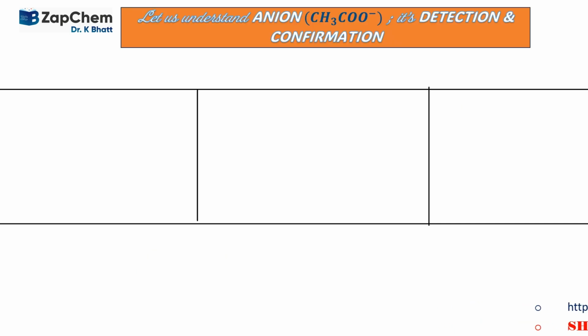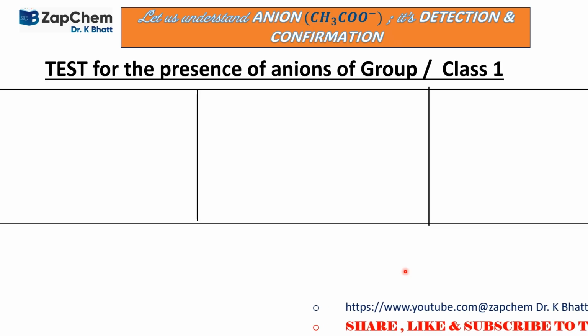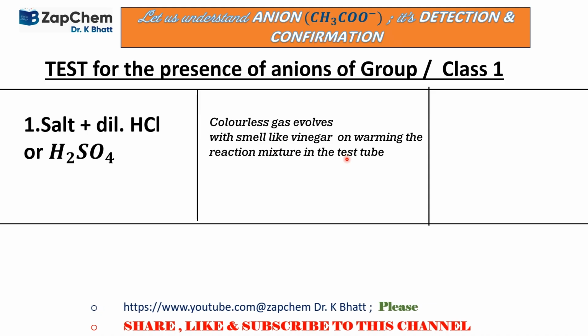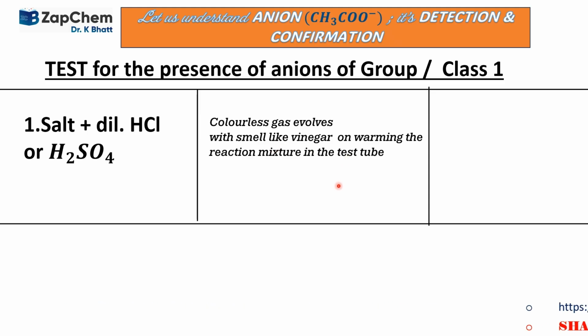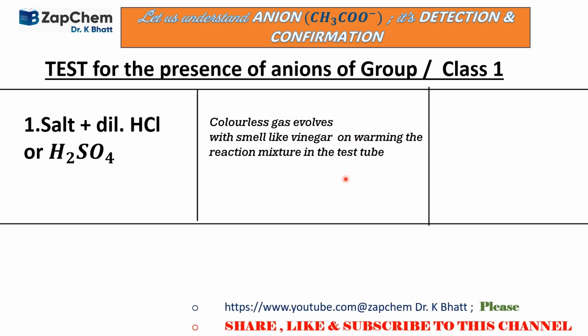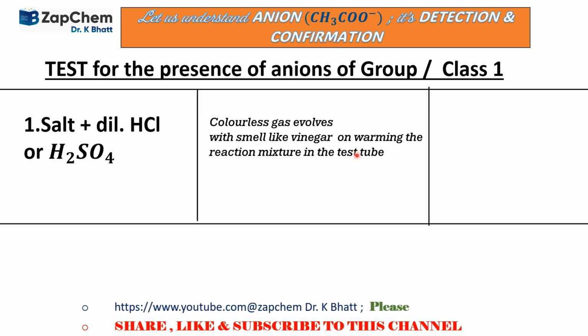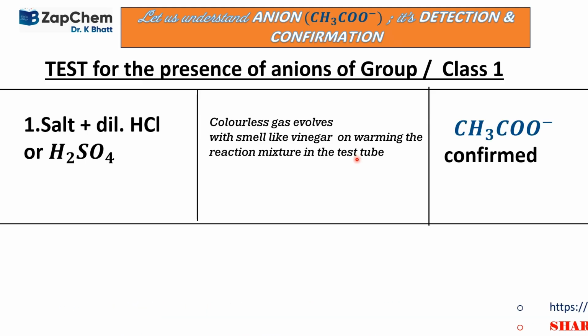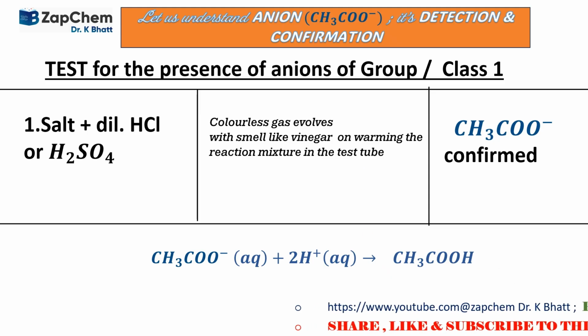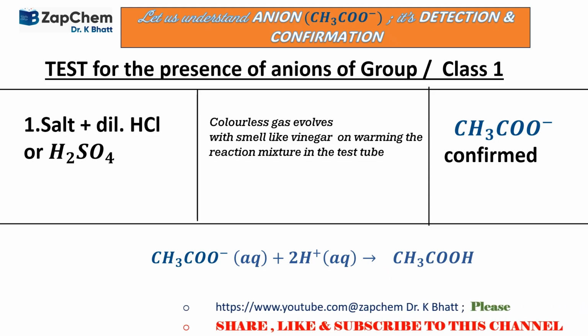और finally अगर हम देखें तो acetate ion भी हम इसी प्रकार से टेस्ट करते हैं, and here you get a colorless gas with a smell like vinegar. थोड़ा सा solution को या reactants को हम गर्म करेंगे, you get a gas which smells like vinegar, and that confirms acetate ion. Here are the reactions. It is because acetic acid is formed.